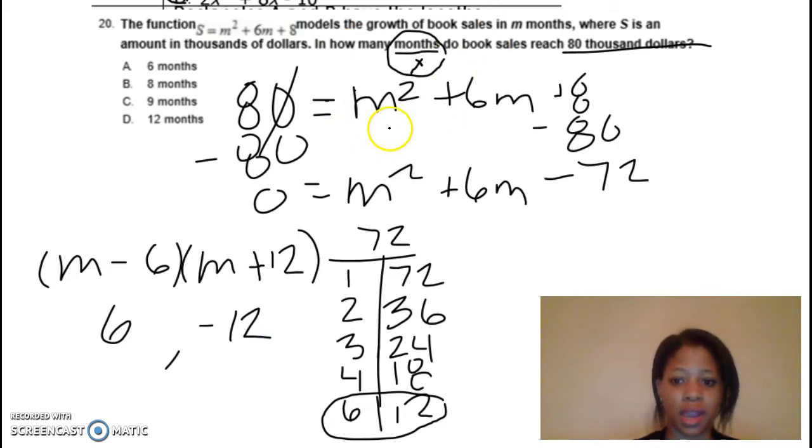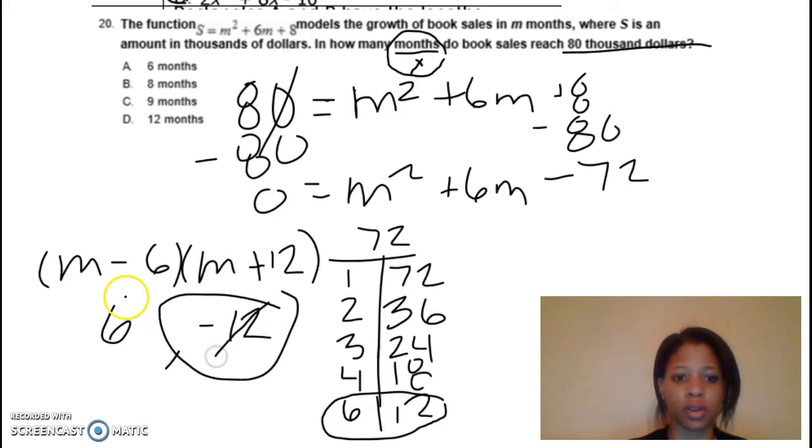And I'm talking about time here, so I can never have negative time, so I'm not going to choose this 12. So my answer would be 6. So your answer would be A. Okay?